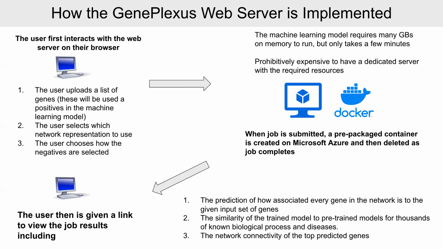Then after that, the user is given a link to view the job results. We tell about the prediction of how associated every gene in the network is to the given input set of genes. We also try to do some interpretability. We have pre-trained a whole bunch of models on diseases and biological processes, so we can take the model weights of these pre-trained models and compare them to the model weights of the user trained model. And so we can figure out how similar the user trained model is to other biological processes and diseases. We also allow the user to view the network connectivity of the top predicted genes. So that's kind of how it's implemented.